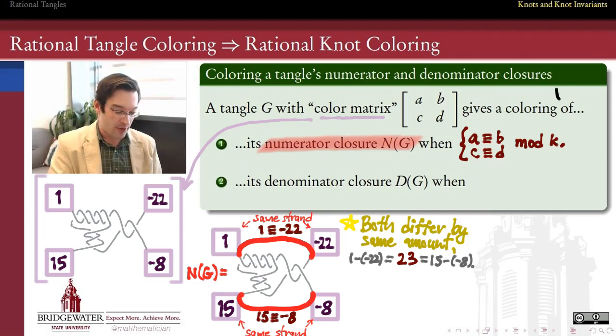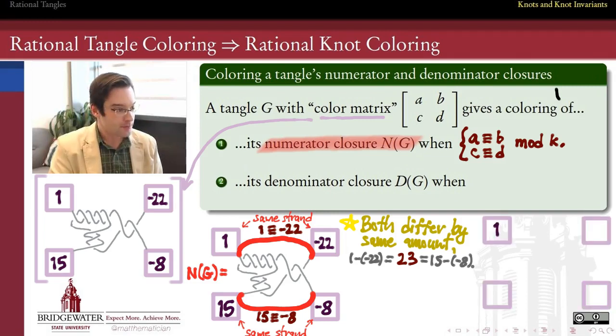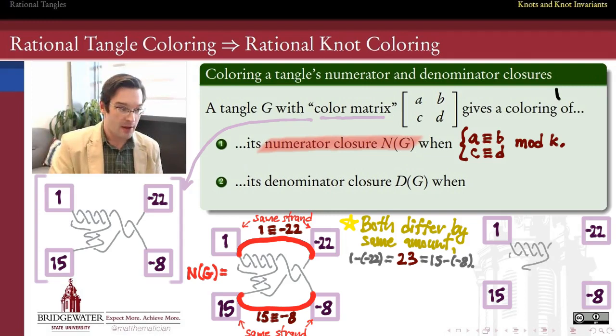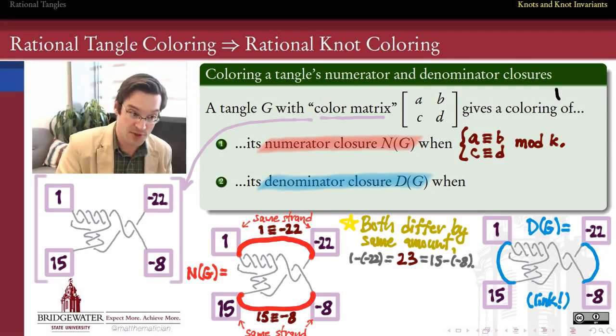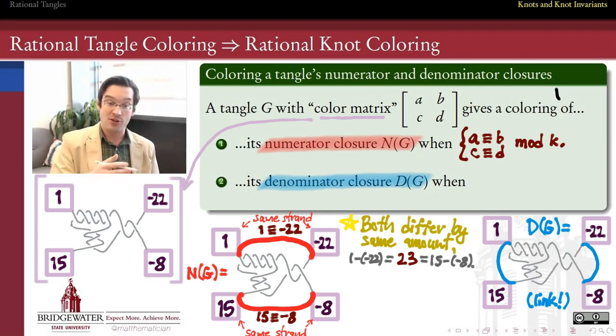So that's the story for the numerator closure. What about the denominator closure? The denominator closure is the one that I get by taking the tangle, and instead of closing up the tops and bottoms, I close up the left and the right. So I connect these arcs right here, and I connect those arcs right there, and I get the denominator closure of G. Now for this particular rational tangle, the denominator closure of G is no longer a knot.